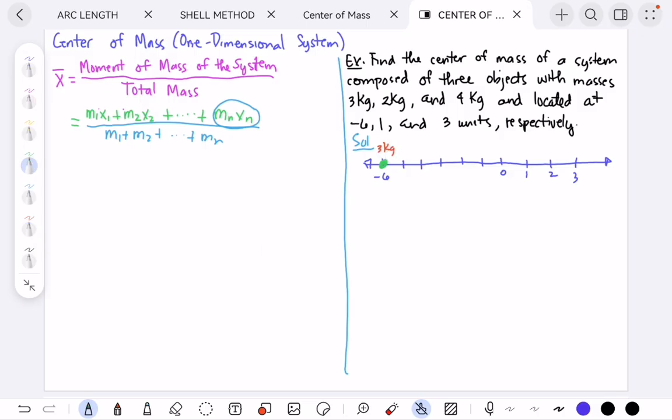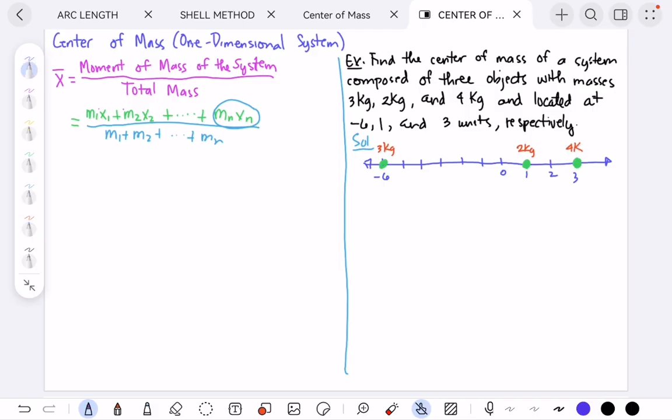The mass is 3 kilograms. Next, at x equal to 1, the mass is 2 kilograms. And lastly, at 3, the mass of the particle is 4 kilograms. Find the center of mass.